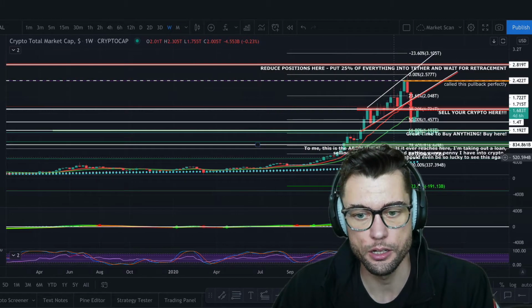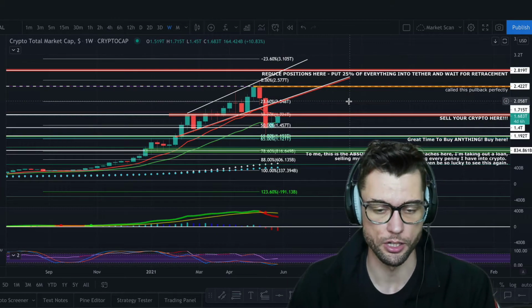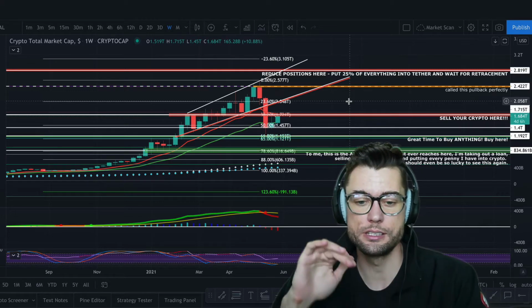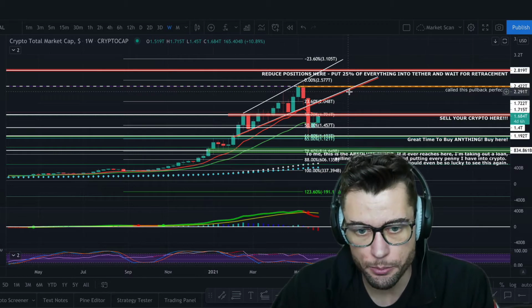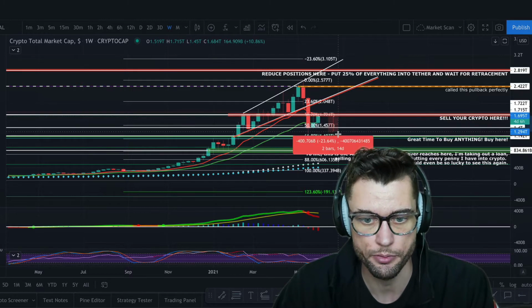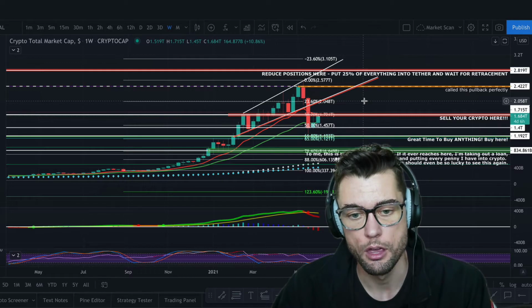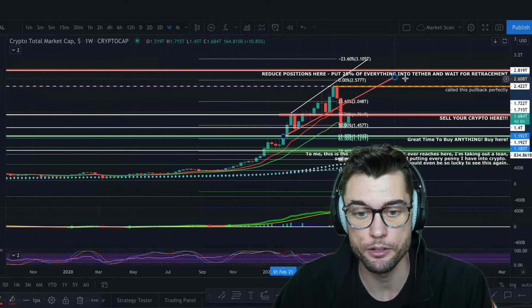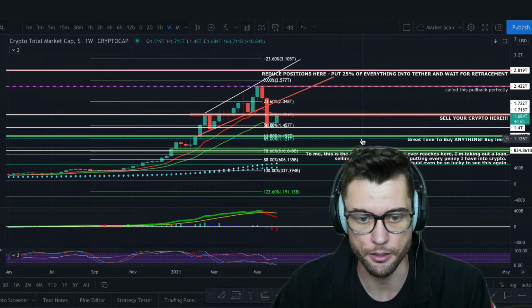Looking at the weekly though, we can see a better, clearer picture. And here's the thing, I don't think we're going to go so far down, but it is possible that we come back down to this level, which would be a very bearish month. But it's just really hard to say. And anyone who says otherwise, I don't know where they're getting their information from.